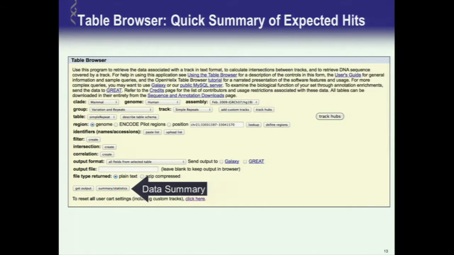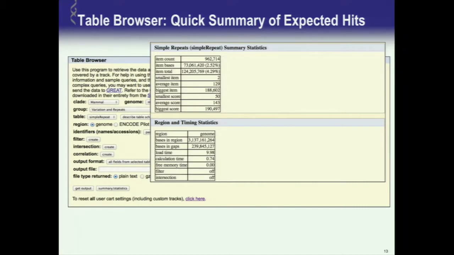And once you've entered your query, like all the simple repeats in the entire human genome of the HG19 build, if you click on this button here, it's going to say, this is what you're going to be downloading, or what I'm going to show you. I'm going to give you 962,000 entries. That's the number of tandem repeats annotated in the human genome, covering 73 megabases. That's about 2.5% of the genome. The smallest one is, I'm not quite sure what that is. But anyway, it gives you a whole bunch of summary statistics, okay? So it's like, do you really want to download nearly a million things? Well, actually, yeah, we do.